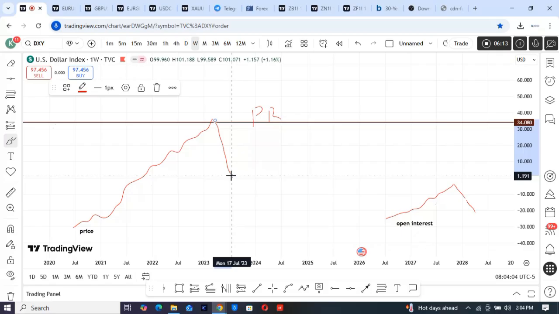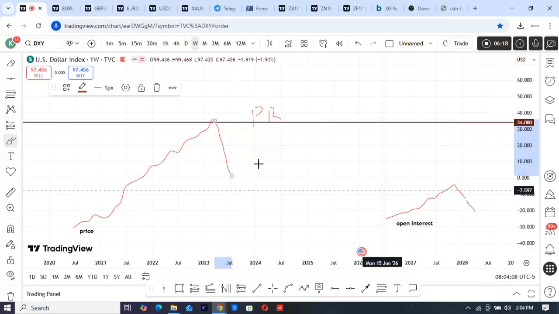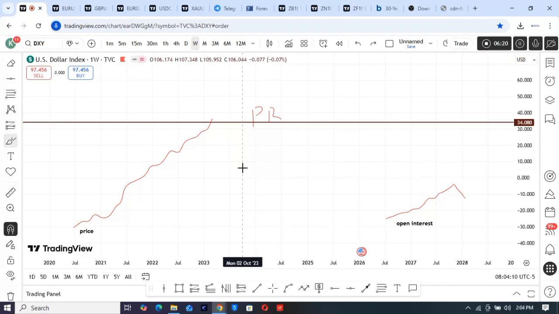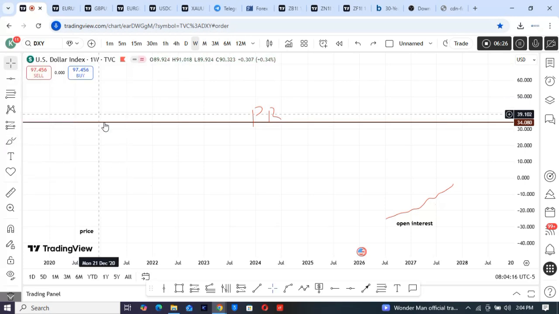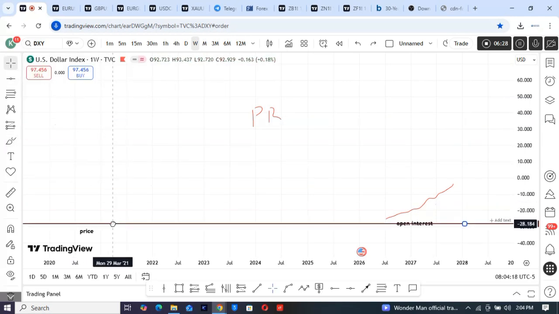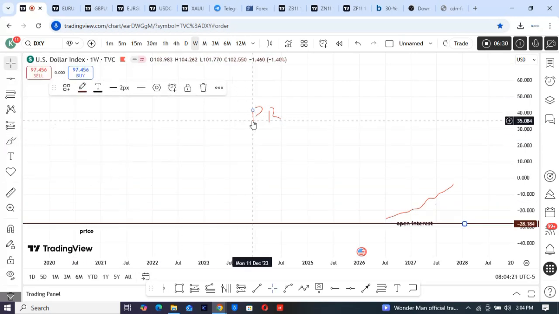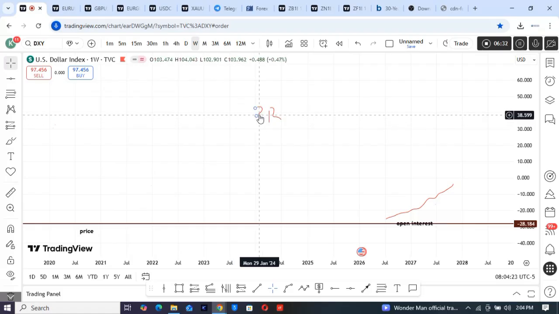So I think it's quite clear. Reversal in price over here. So another scenario. Let's take this now as our discount array, the line below as our discount array.